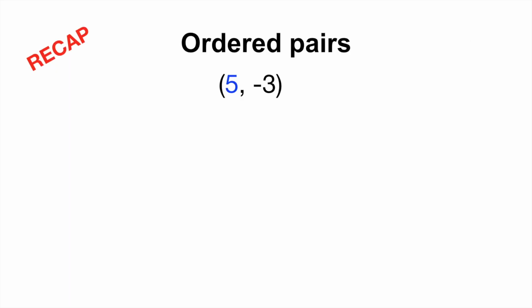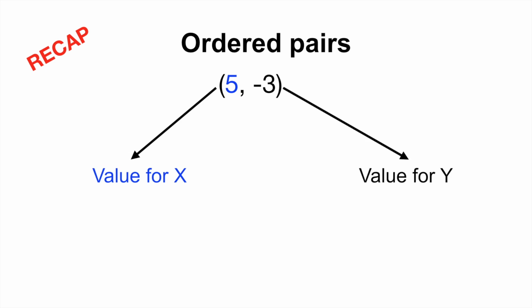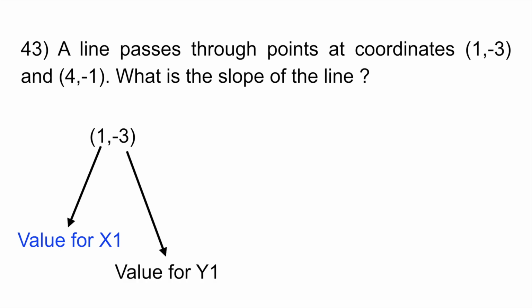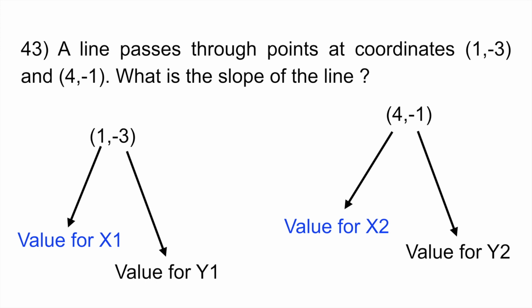Okay, and what they're giving you are these numbers which are called ordered pairs, as we saw before. So remember, in ordered pairs, the first number is the value for x. The second value is the value for y. And in this case, because they're giving us a line, and they're giving us 2 points on the line, we're going to have two ordered pairs. So the first one will be the values for x1 and y1. And then the second ordered pair, the first number is going to be x2 and y2.